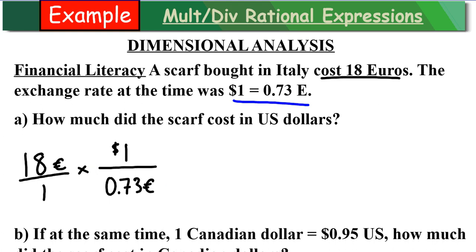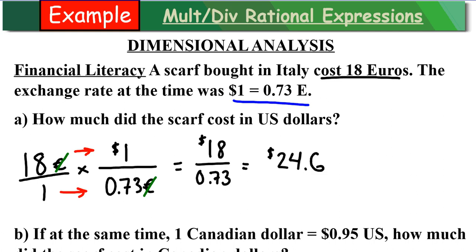Now, how do I multiply fractions? I just multiply straight across. Tops times tops, bottoms times bottoms. Realize, though, in doing so, the euro unit on top is going to cancel the euro unit on bottom, and the only unit that will survive is the dollar unit. So I end up with 18 times 1 is 18 dollars divided by 0.73. 18 divided by 0.73, rounded to the nearest cent, is going to be $24.66.